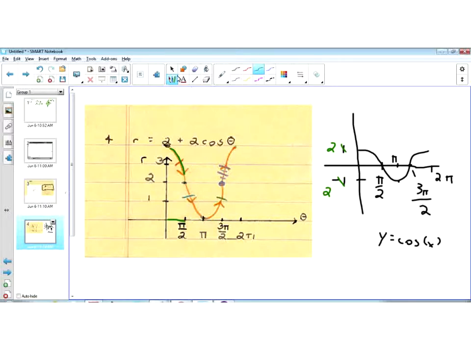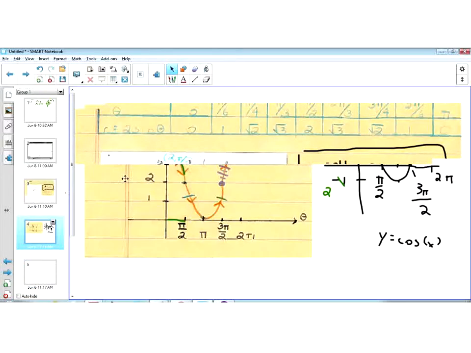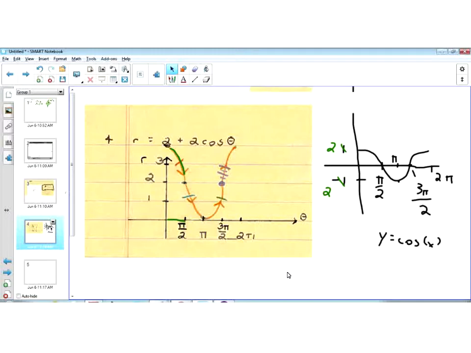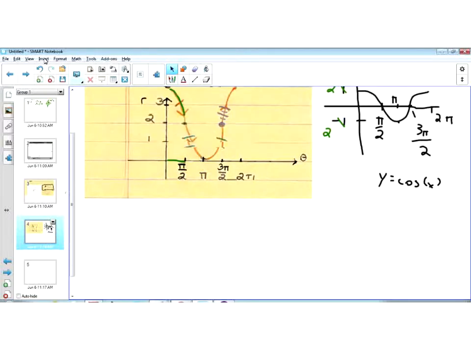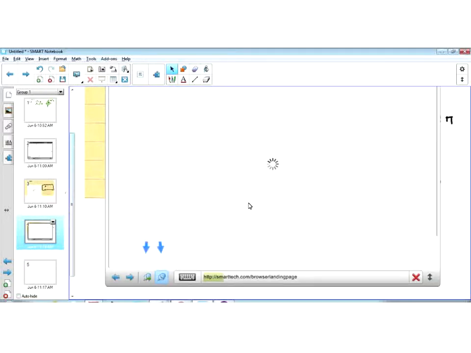So let me insert a web tool and I'll show you what it would look like. It's a piecewise kind of, oops, not there. Let me go back. This one. I wanted to extend the page, not create a new page. So insert internet browser.